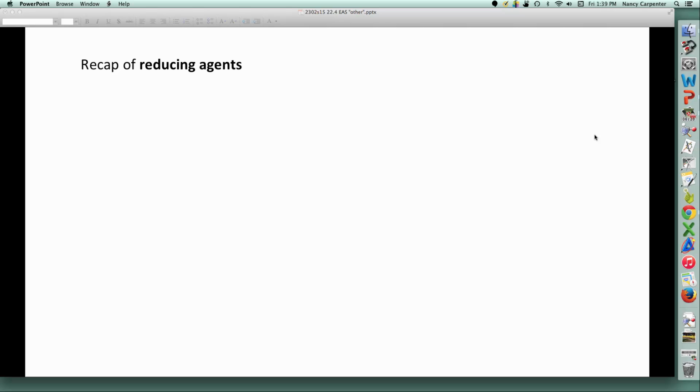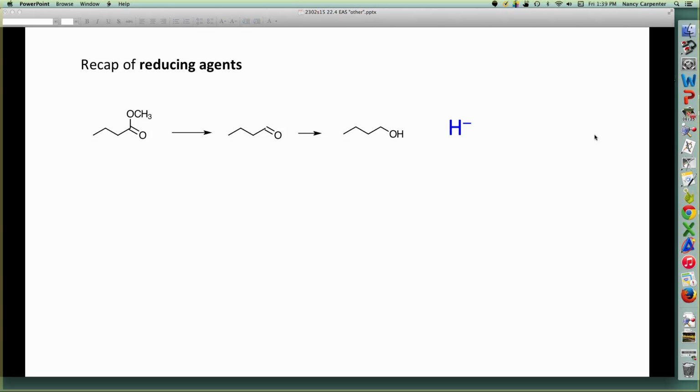So now a review of the reducing agents. All of these guys, as you are well aware, are electrophiles. There's supposed to be a little plus there. Electrophile, electrophile. So no problem getting H- to add. Lithium aluminum hydride, dibutyl aluminum hydride, lithium tri-tert-butoxy aluminum hydride, sodium borohydride, hydride.